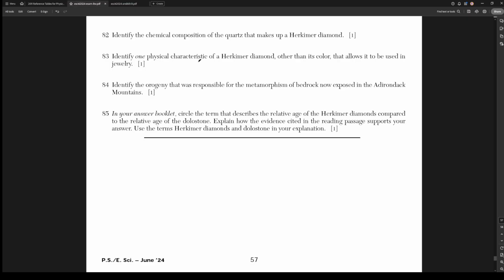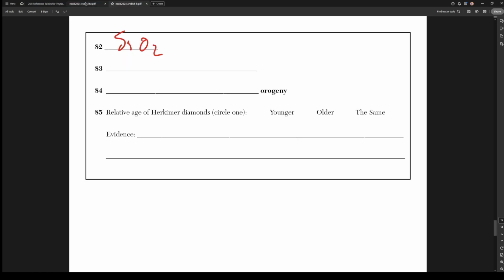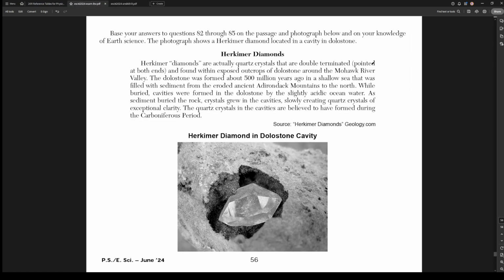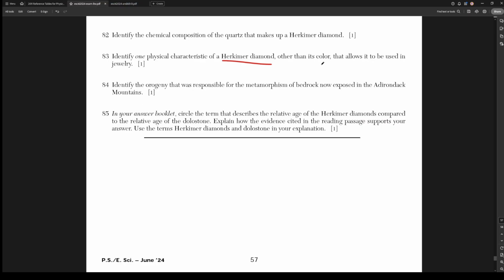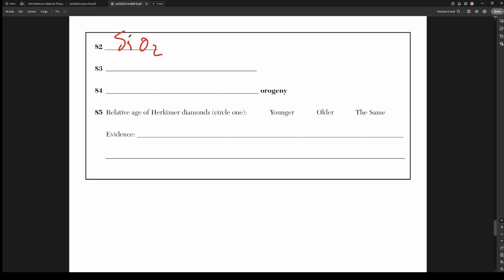83. Identify one characteristic of a diamond other than its color that allows it to be used in jewelry. Oh, Herkimer diamond. It's made of quartz. Sorry, I'm skipping the fact that it tells you what a Herkimer diamond is in here. I already know what a Herkimer diamond is. I didn't really consider that. They're actually quartz crystals. So another thing that makes it really good besides its color, it allows it to be used in jewelry, it's super durable. So its hardness. Quartz has a really high hardness. I'm pretty sure there'll be multiple answers for that. You could say crystal shape, its luster, stuff like that.